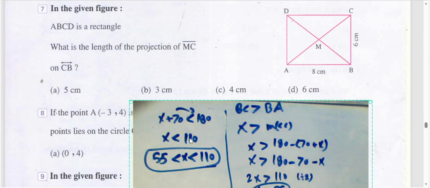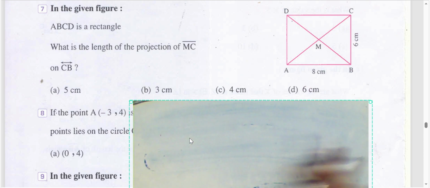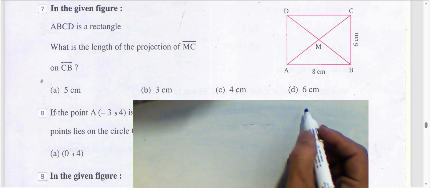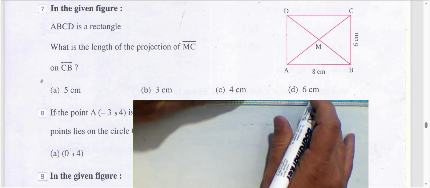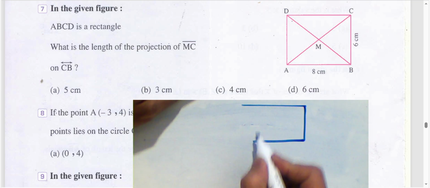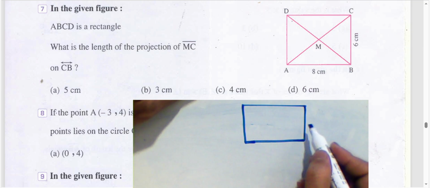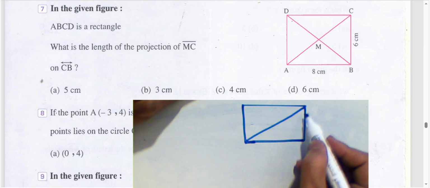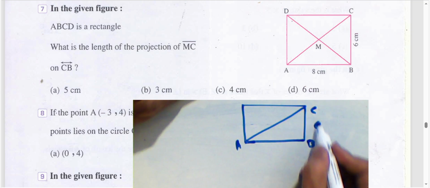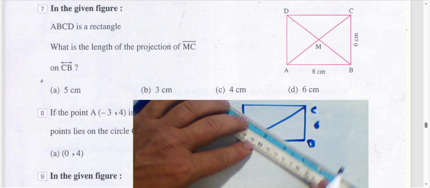In the given figure, we want to find the length of the projection of MC. Okay, first I will find the projection of MC onto CP. Look at here, I will draw it like this. AC, and we have B, this is 6 centimeters and 8.